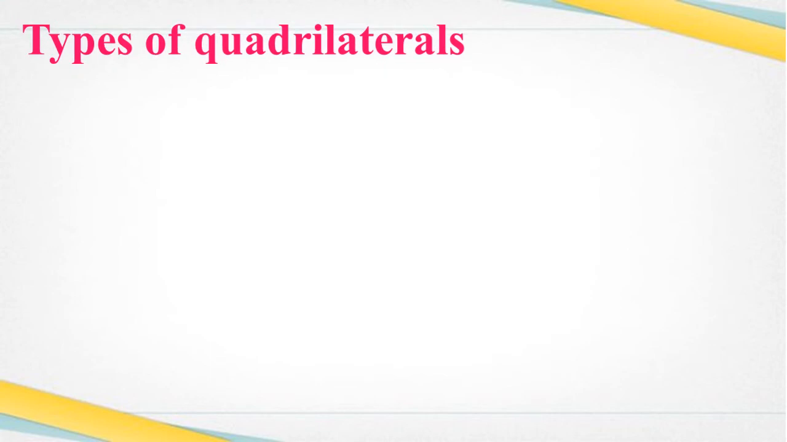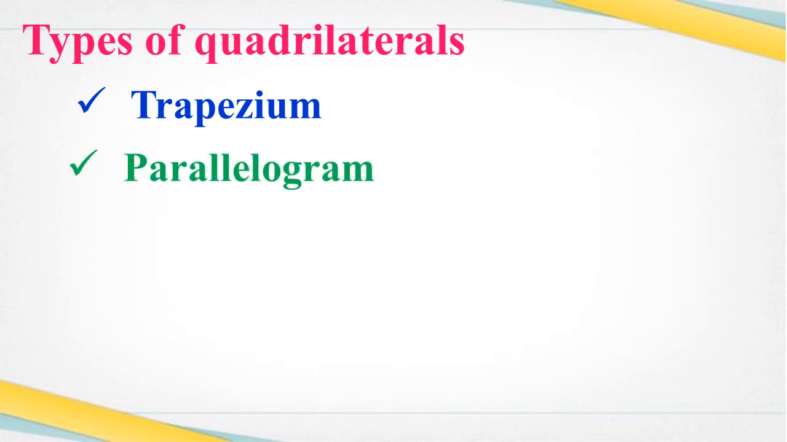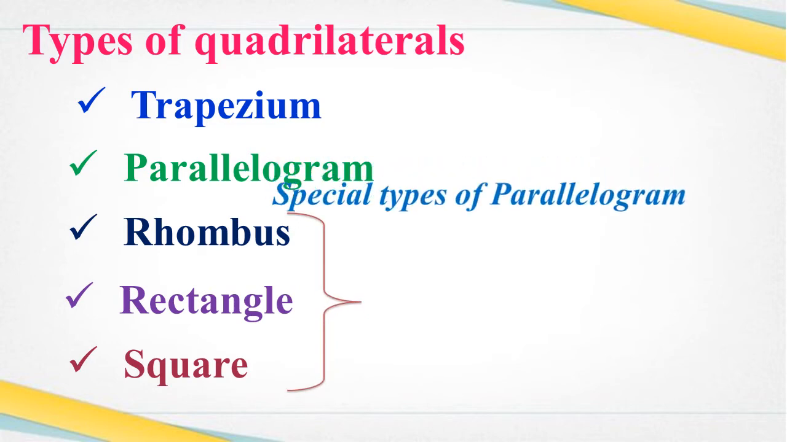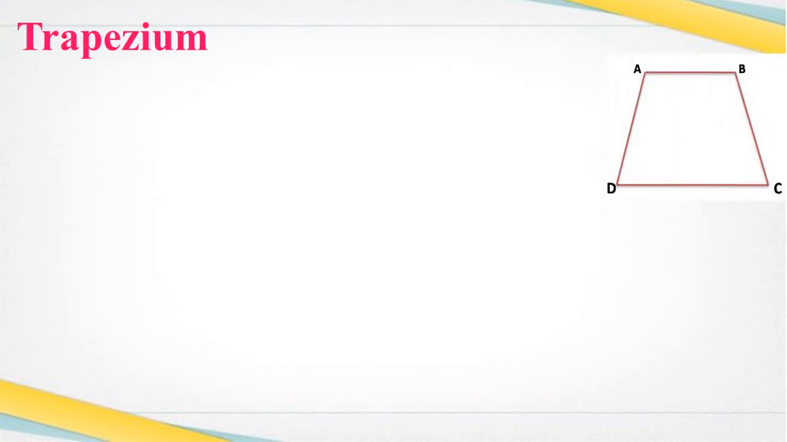Types of quadrilaterals. First one, trapezium. Second one, parallelogram. Third one, rhombus. Fourth one, rectangle. Fifth one, square. Here, rhombus, rectangle, and square are the special types of parallelogram.